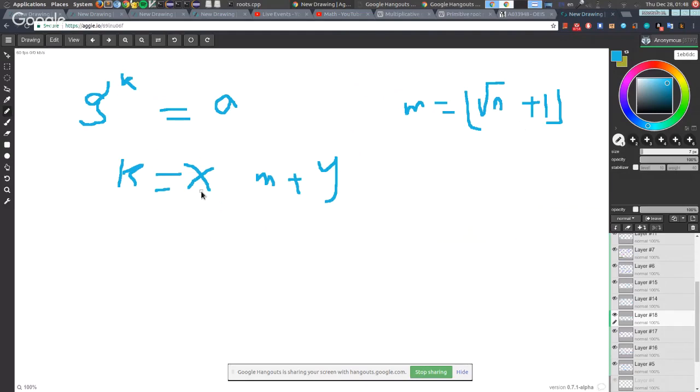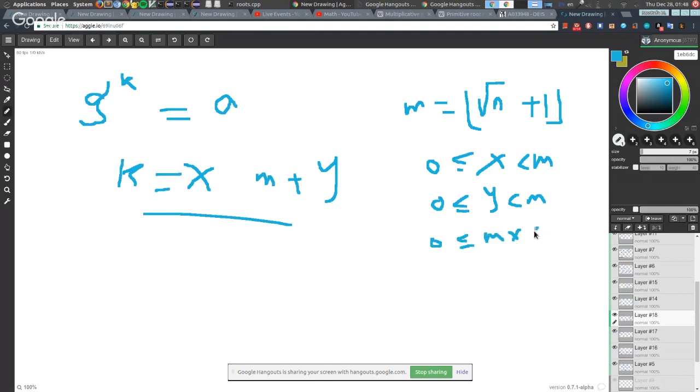So basically, we see that any number from 0 until n minus 1 can be represented in this form, where x is smaller than m, and y is smaller than or equal to m. So already, using this form, we can represent any number from 0 to n minus 1, and even more, but we don't care about that.